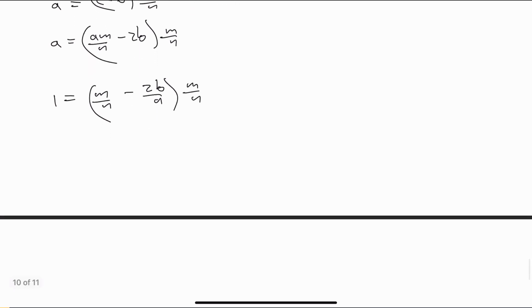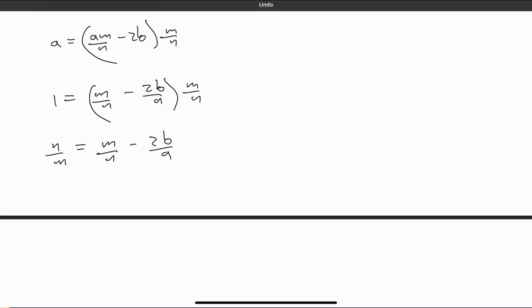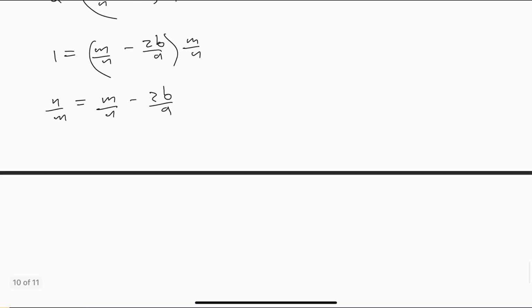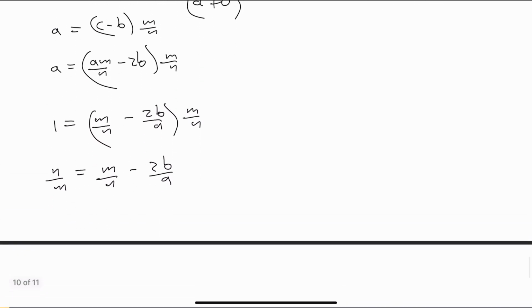And now what we can do is we can multiply by n all over m to cancel this. So we're going to get n all over m is equal to m all over n minus 2b all over a. And this is very good because now we have b all over a by itself. So this is a good sign that we're on the right track.